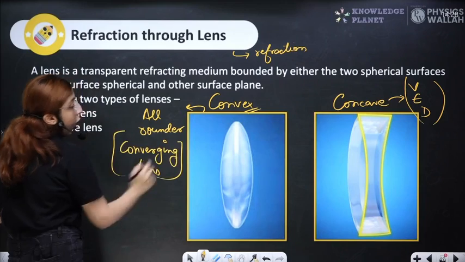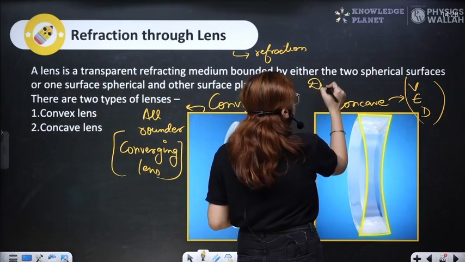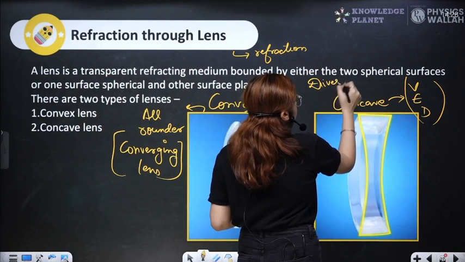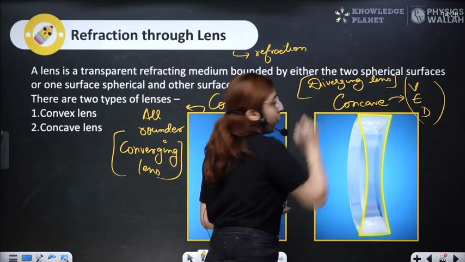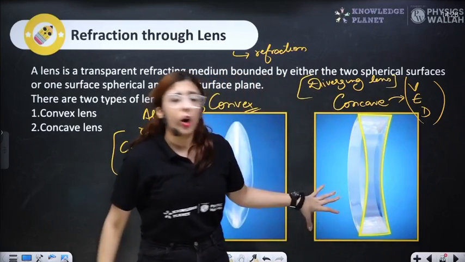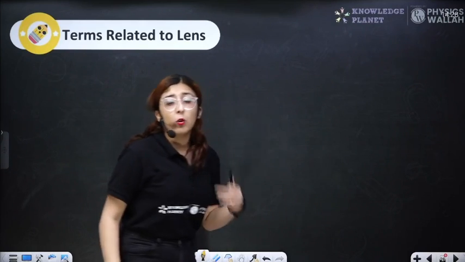And concave will be diverging lens. Diverging lens. Okay, let's have a look on these two in a better manner, and to understand them we need to talk about the basics of it.